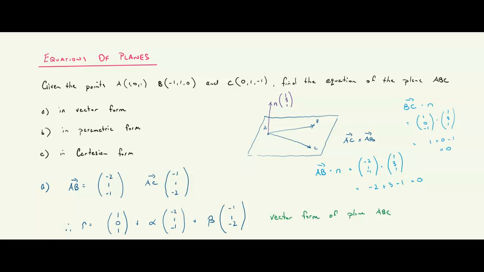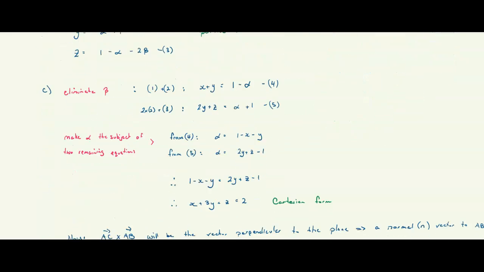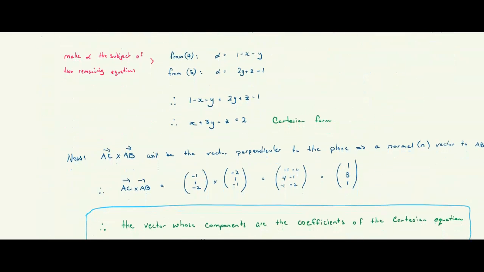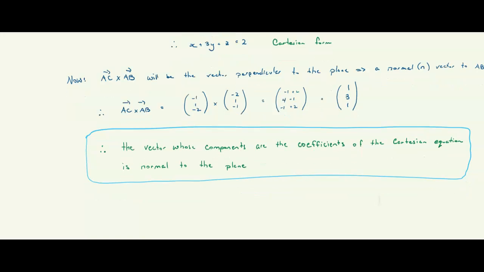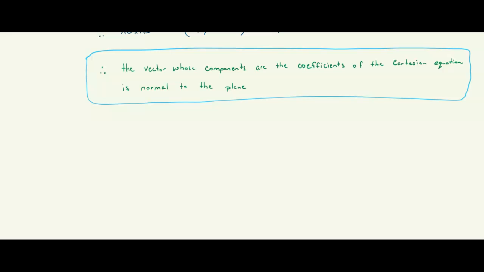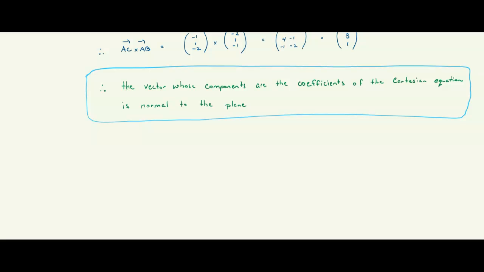Now, why are we getting this to be the case? Why are the coefficients of my Cartesian form equal to my normal vector? Well, let's have a little look at how this works. So if I've got a plane, and here's my normal vector to the plane, just coming out at right angles. There's my normal vector.